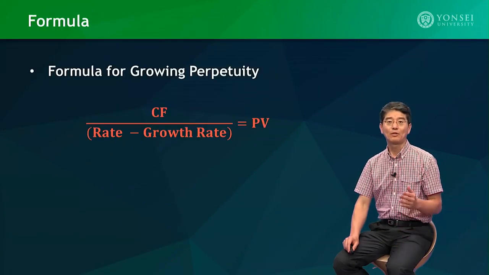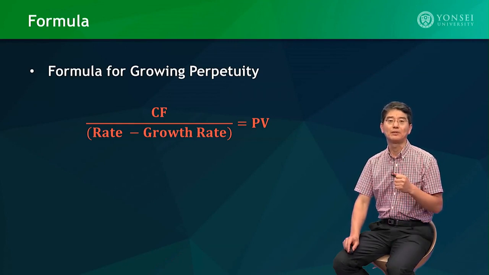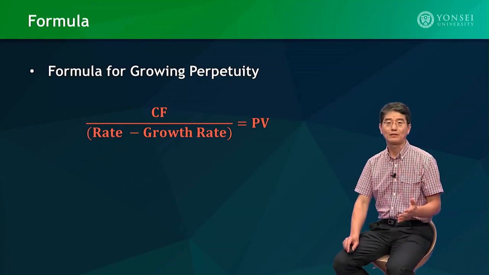You can make a formula for growing perpetuity as cash flow divided by rate minus growth rate is equal to present value. This formula is derived using the infinite geometric series formula. You may wonder how this formula is made, but we are not going to discuss it since it is beyond the scope of this course. So we are going to use this formula for the present value of growing perpetuity as it is given.